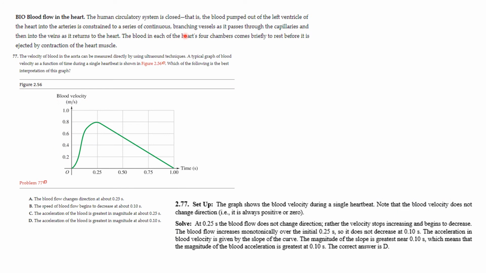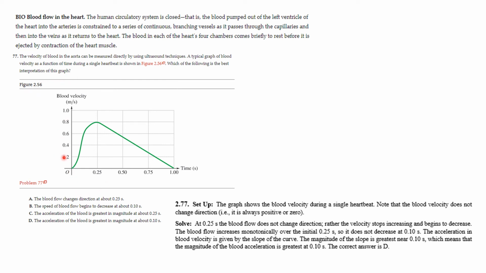Again, in the same configuration, if the velocity of blood in the aorta can be measured directly using ultrasound techniques, and it can, and we will talk about how we do that with Doppler ultrasound later in the course. So a typical graph of blood velocity as a function of time during a single heartbeat is shown here. So it starts, it goes much faster, then it slows down, and it goes back to rest. Which is the best interpretation of the graph?